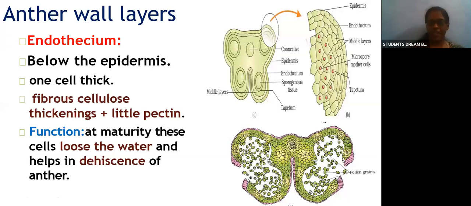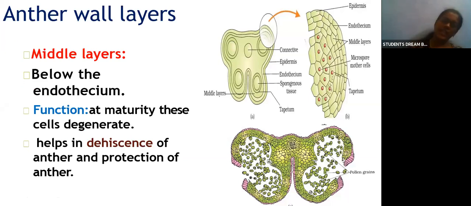So we saw the epidermis and the endothecium. Next is the middle layer. Below the endothecium is the middle layer. The function at maturity: these cells will degenerate, and it will help in the dehiscence of the anther. Same function, and along with that, it will also help in the protection of the anther. So dehiscence and protection of the anther.